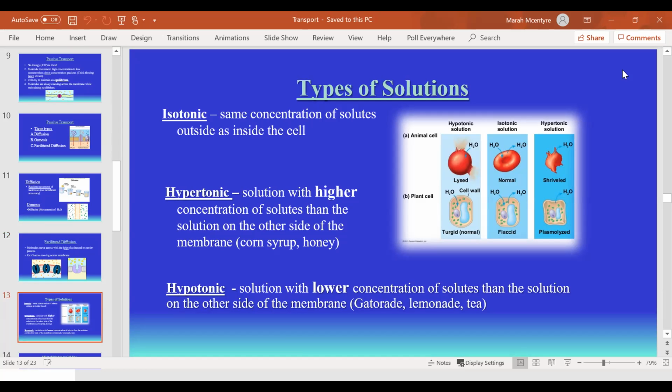Hypertonic is easy to remember if you think of high, hypertonic. It sounds like the word high, and the solution has a higher concentration. So if we're talking about the hypertonic solution, the solution would have a higher concentration than the inside of the cell. Hypotonic is the opposite of that, and hypo rhymes with low. So it's easy to remember that hypotonic is a solution with lower concentration than is on the inside of the cell.